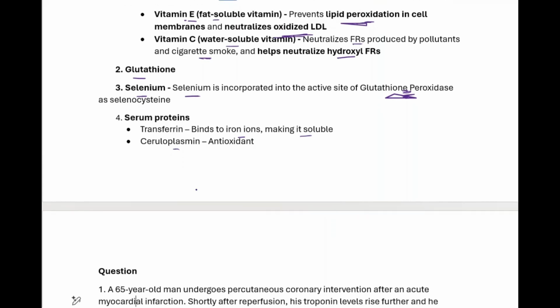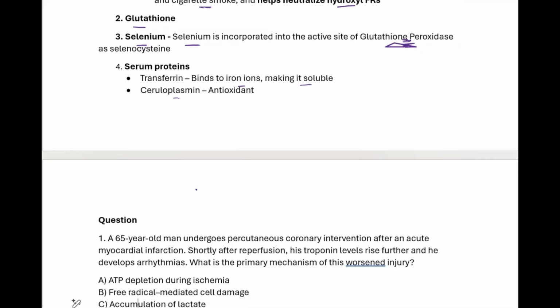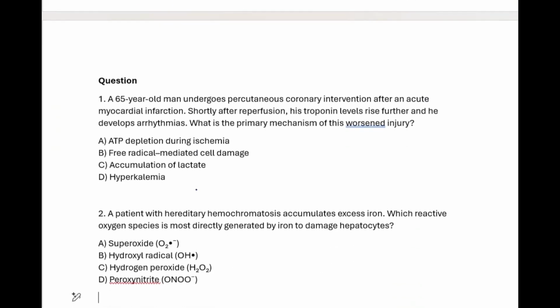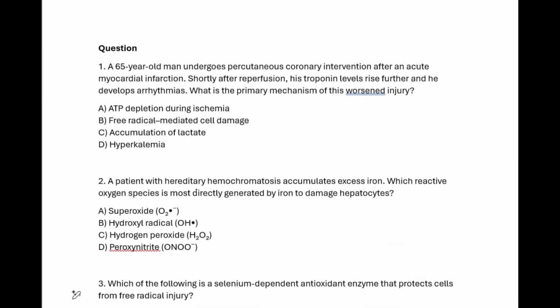I know it has been a long lecture, guys. We have finally come to the end of this lecture. So let's do some questions, guys, before we close this video. First question: a 45-year-old man undergoes percutaneous coronary intervention after an acute myocardial infarction. Shortly after reperfusion, it looks like they want to ask us about reperfusion injury, his troponin levels rise further and he develops arrhythmia. What is the primary mechanism of this worsening injury?